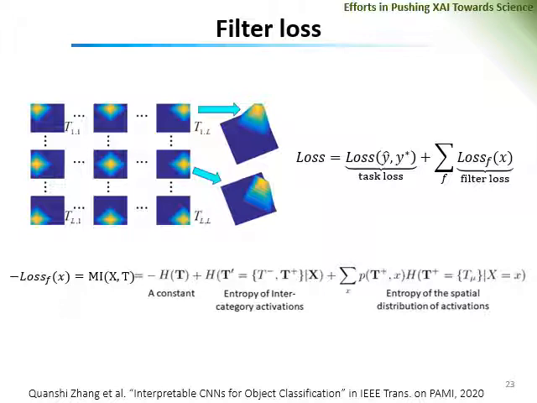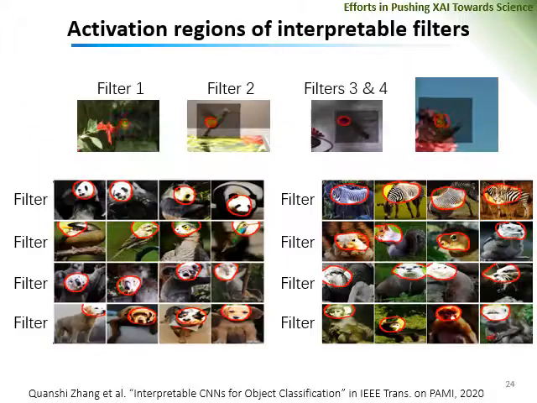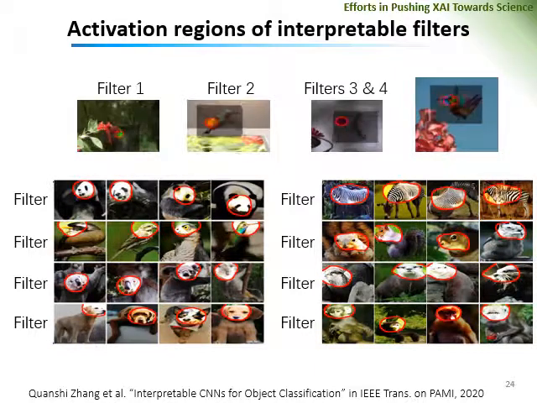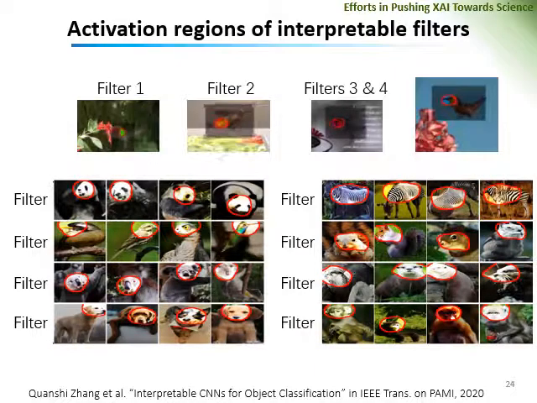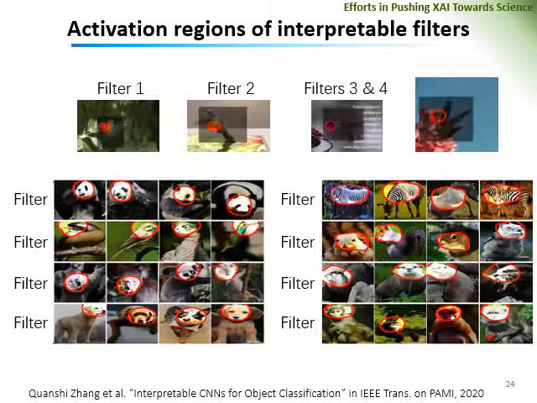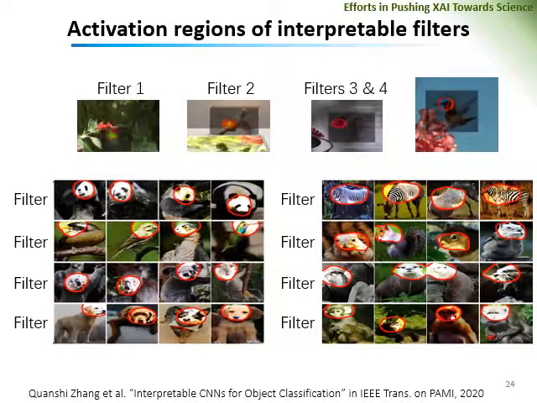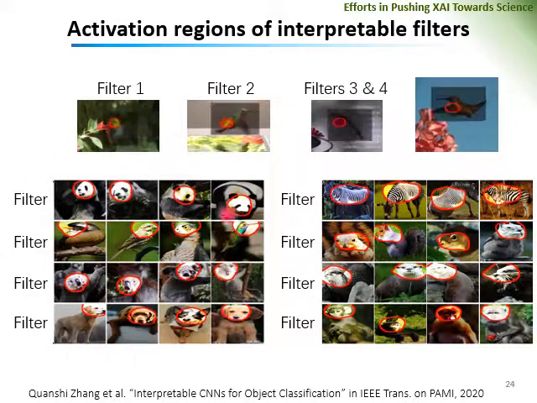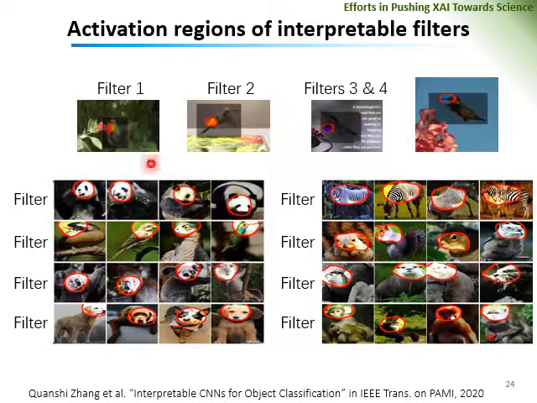So this loss ensures that each channel only represents a single part of the object. So this is our result. You can see we train the CNN to classify different animals, but we do not label where is the head, where is the torso. You can see our method can automatically let the different filters learn different parts.